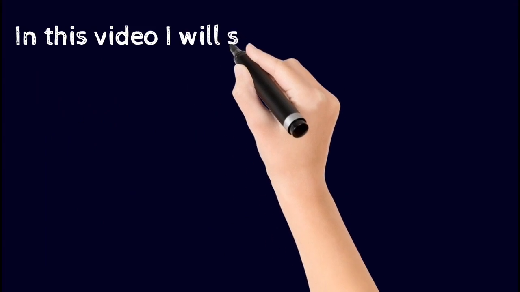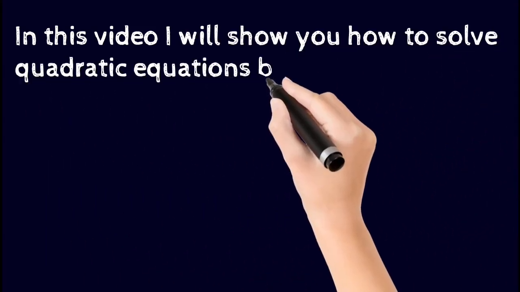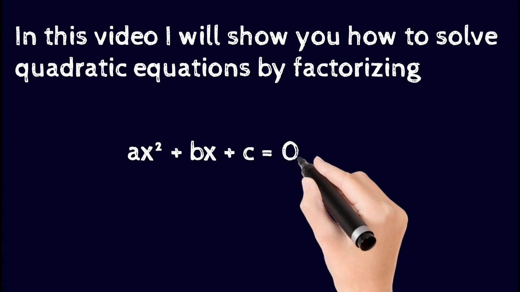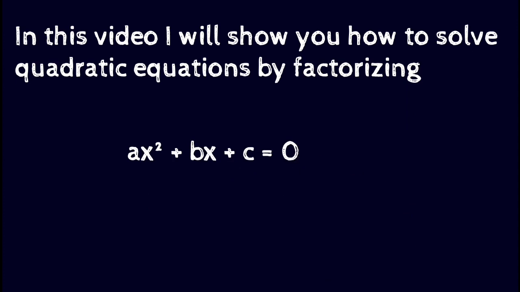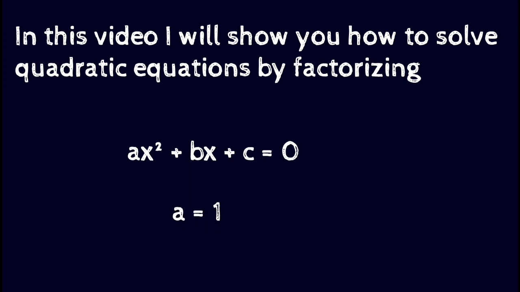In this video, I will show you how to solve quadratic equations by factorizing. Now, a quadratic equation is the general form ax squared plus bx plus c is equal to 0. We are going to focus on those equations where the a value is actually 1.